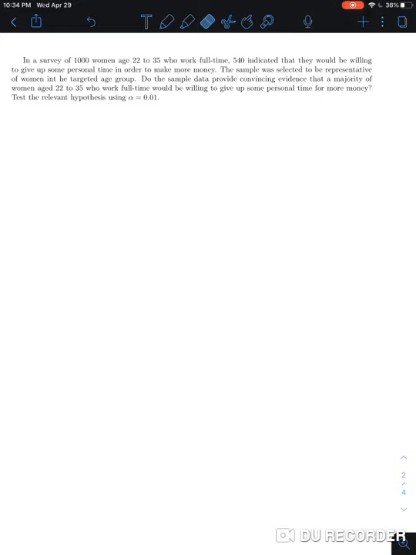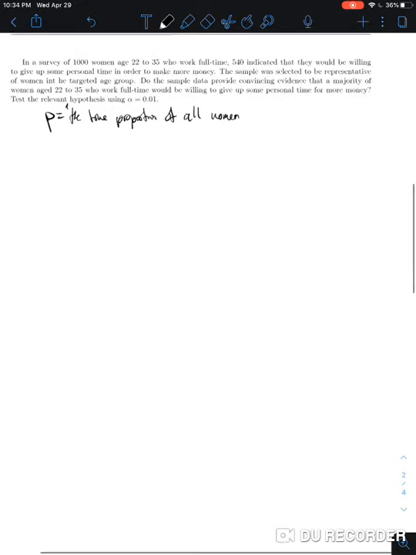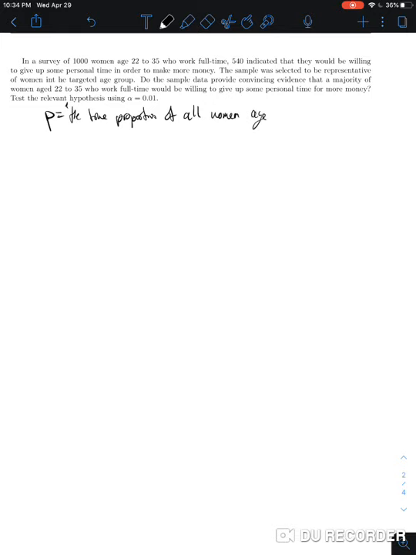So here, if you want to start, our target parameter is P, which is essentially the true proportion of all women working full-time, age 22 to 35, who would give up personal time in order to earn more money. Okay, so that's what we're actually looking for here, or trying to make a claim about.